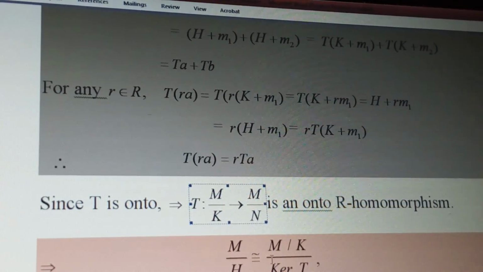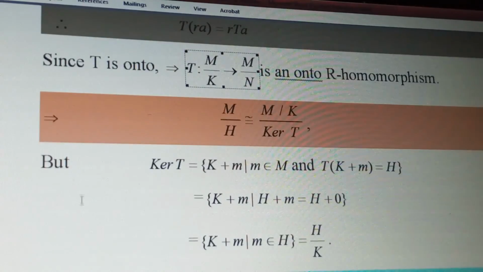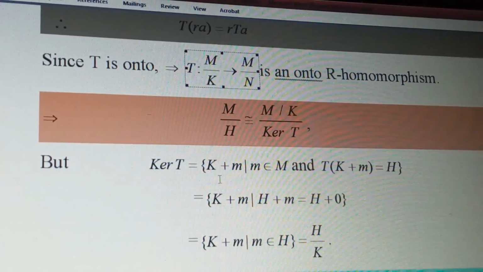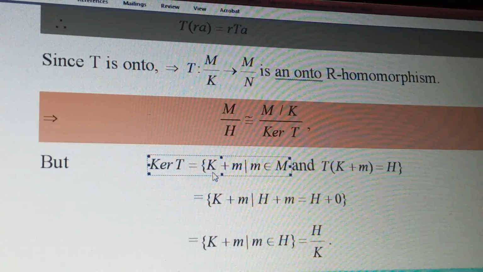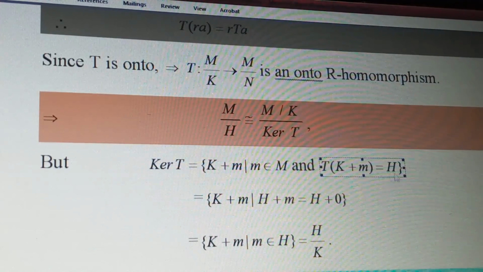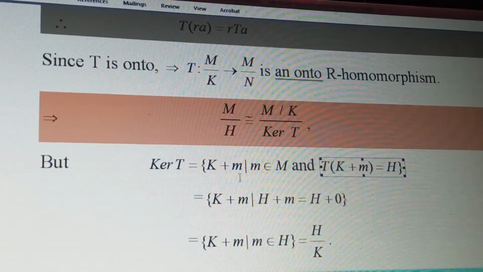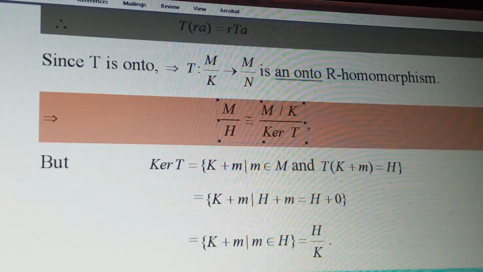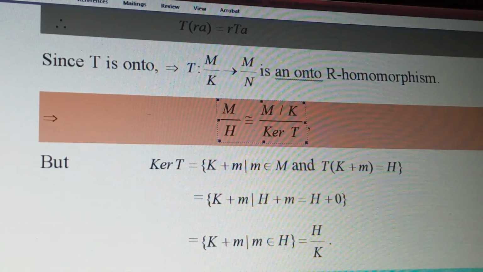This implies M/H is isomorphic to (M/K)/ker T. Again we can show that ker T is H/K. This is the definition of ker T, whose elements map to the zero element of the quotient module. So K + m such that H + m = H + 0, which shows K + m such that m belongs to H, meaning H/K. Therefore ker T is equal to H/K, and putting this value in the earlier condition, we get M/H is isomorphic to (M/K)/(H/K). This is the third isomorphism theorem.